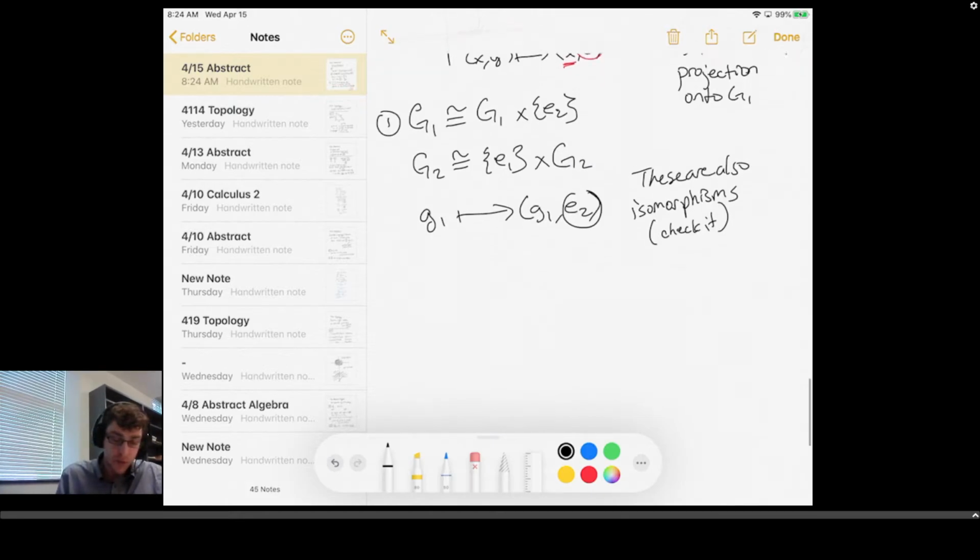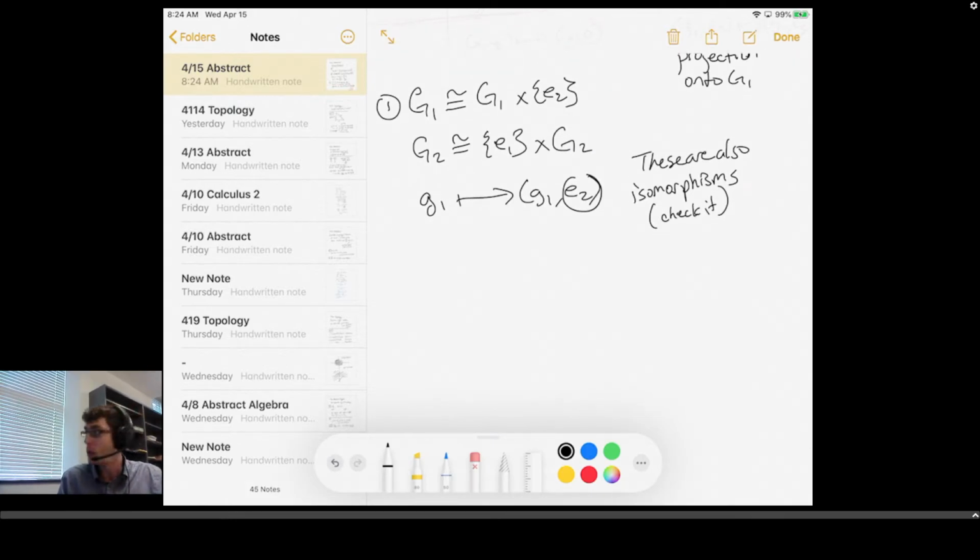Right. So 6-5 was essentially the same thing. I didn't have you prove this, but basically the n-fold product is also a group, with the same idea for its operation. You just do the operation in each coordinate.